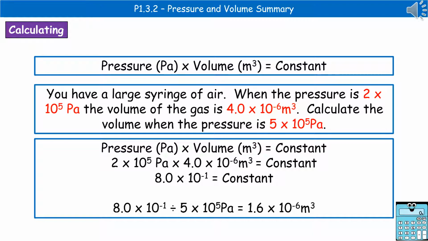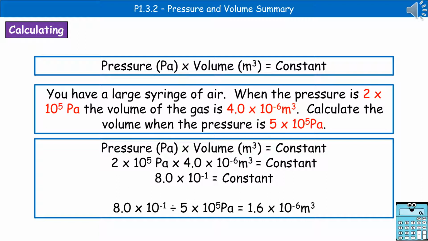So we've got 3 different numbers there which I've highlighted in red. Then we know that the pressure times the volume is a constant. So we've got a pressure and a volume for one of these scenarios, so what we can do is just substitute those in. So we've got 2 times 10 to the 5 times 4 times 10 to the minus 6. Now when we work that out, we find that the constant is 8.0 times 10 to the minus 1.